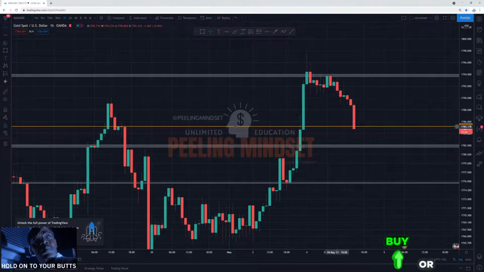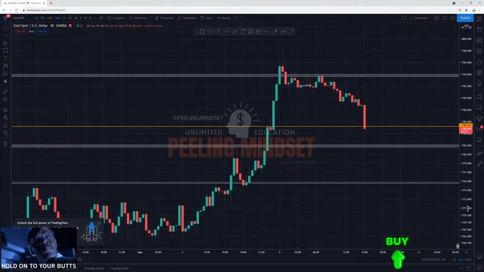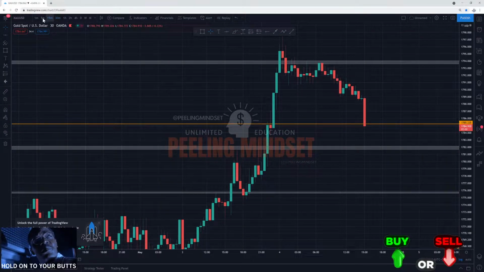The current 1 hour is also ravaging down. Looking at the 30-minute, the 30-minute is bearish as well.